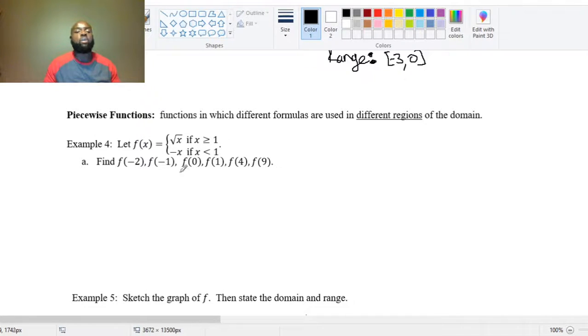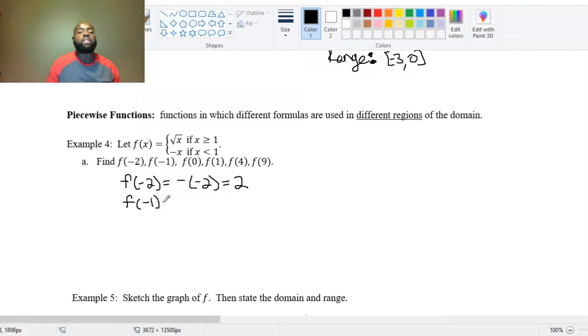And so just so that we get used to this, I have a couple of things we want to evaluate. All right, I want to find f of -2, right? Well, if I want to find f of -2, I got to figure out which part of the domain. Well, -2 is definitely less than 1. So if I want to find out what f of -2 is, I've got to replace this x with the -2. So that'd be a -(-2), which is a +2, right?